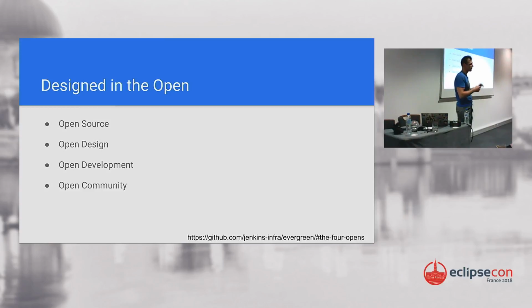So everything is open. The source, the design, which means we have specifications, which unfortunately are called JEPs, which means Jenkins Enhancement Proposal. If you already know the JDK Enhancement Proposal, that was actually inspired by the Python enhancement proposals in the Python community, and this open way of designing and gathering feedback. We are developing everything in the open, and obviously that's one of the reasons I'm here today. We have an open community and discuss everything in the open.